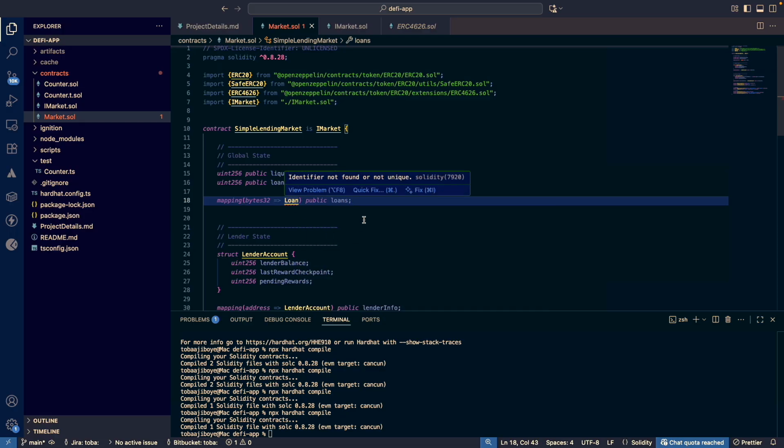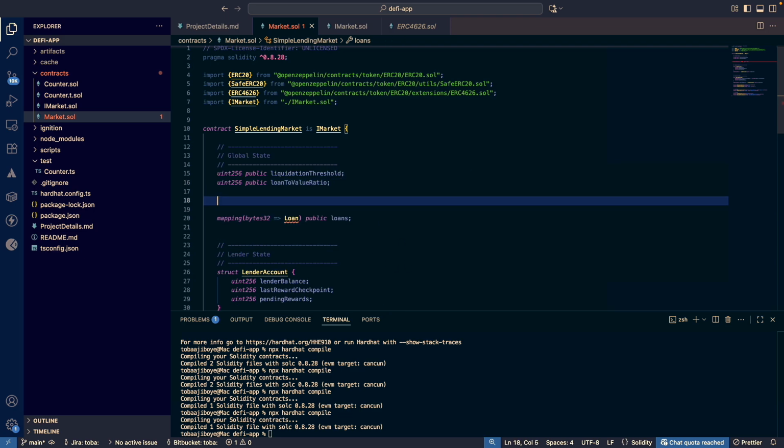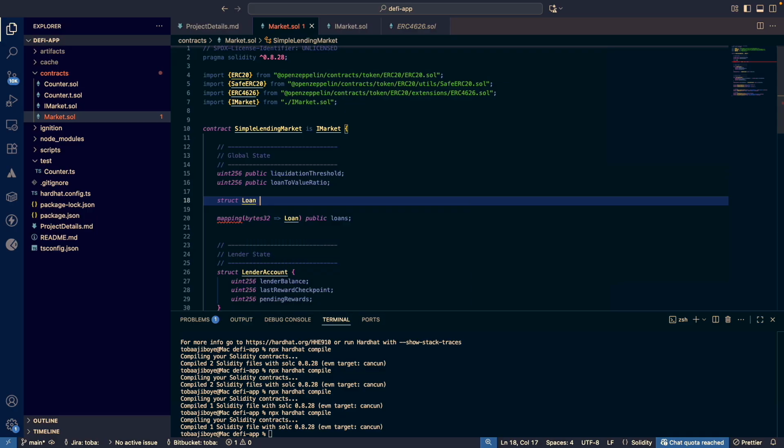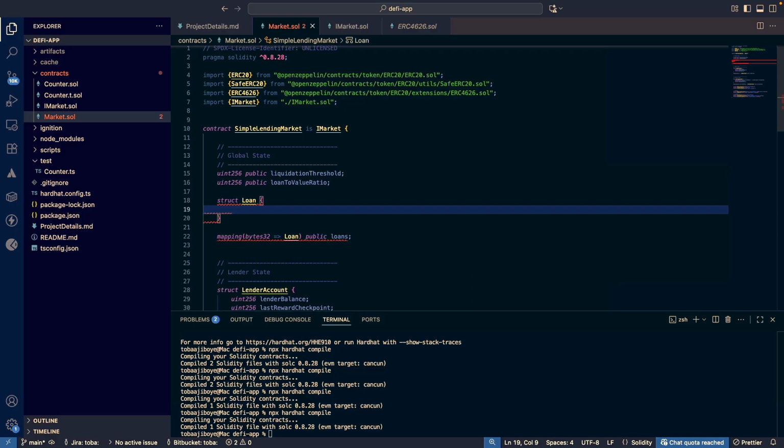Obviously, loan doesn't exist, so we create loan. So what do you think the loan should be? Loan should have struct loan. Obviously, I sometimes like to store a copy of this within the loan itself, but some people say it's a waste of space.